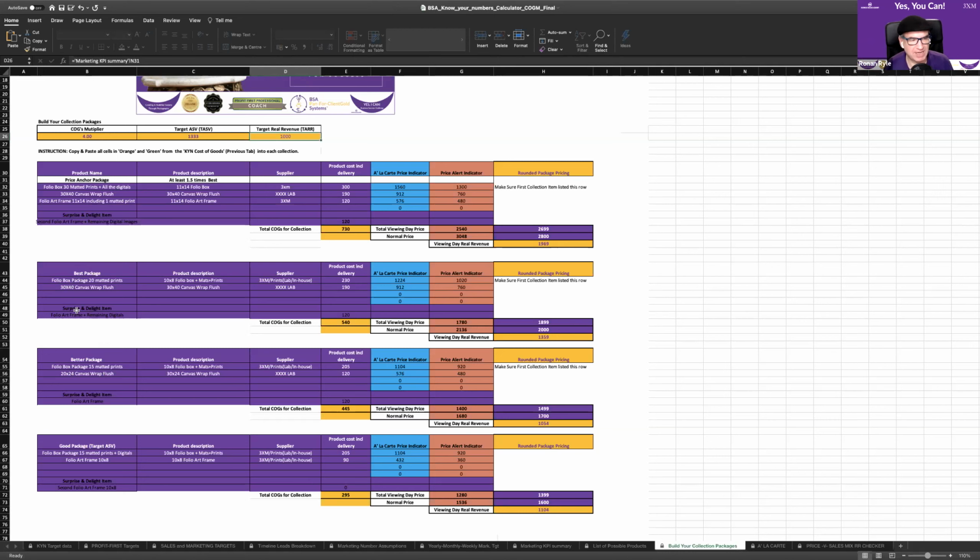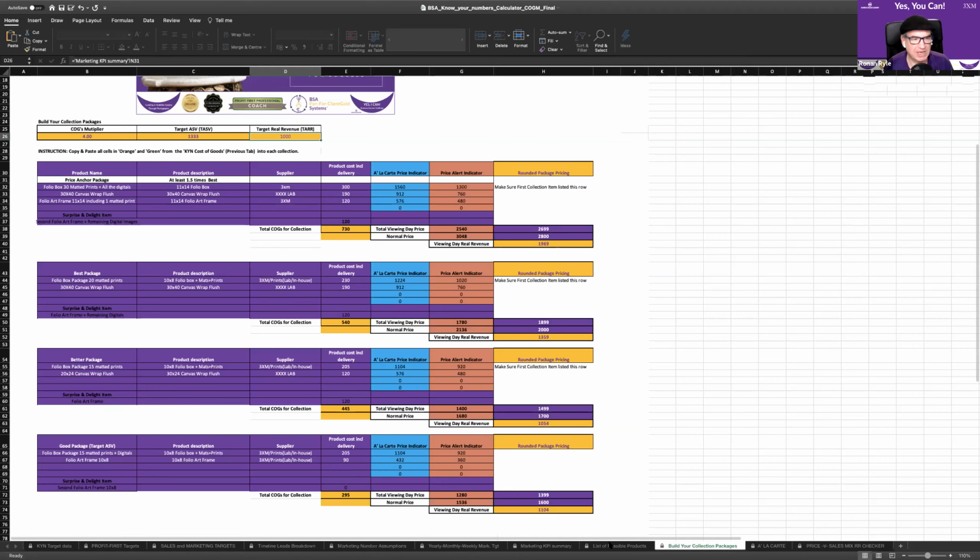And what happens then is, rather than 70% going for your better package, the 70% gets split between your best and your better package. Do you see the difference there? So there's a little bit of psychology going on in there. So what we do then is we just build out our packages. How do we do that?